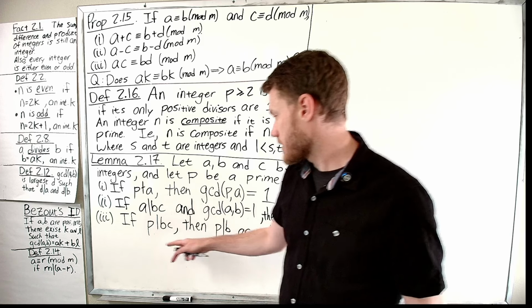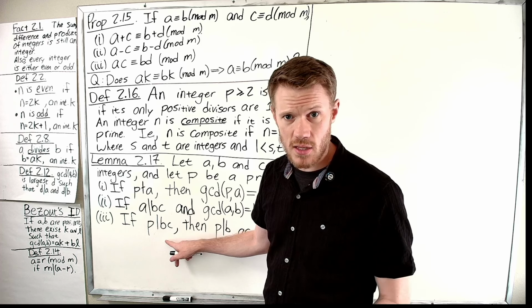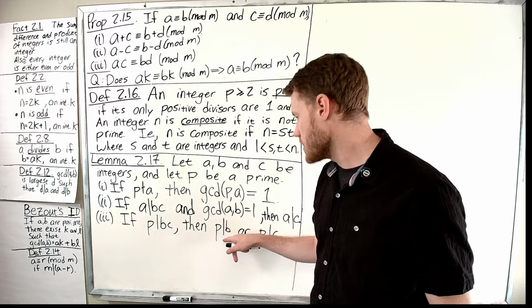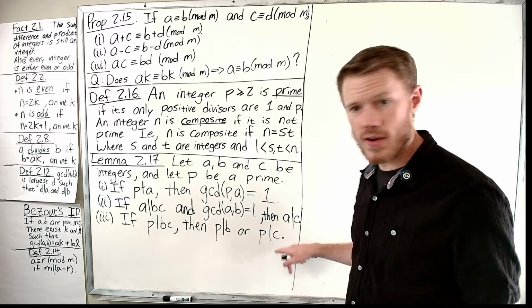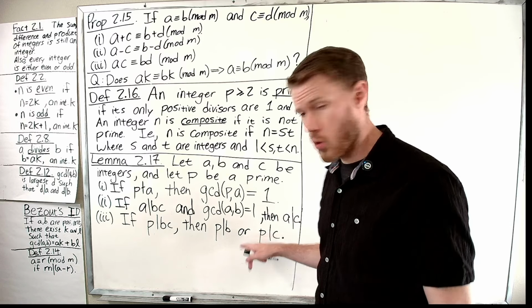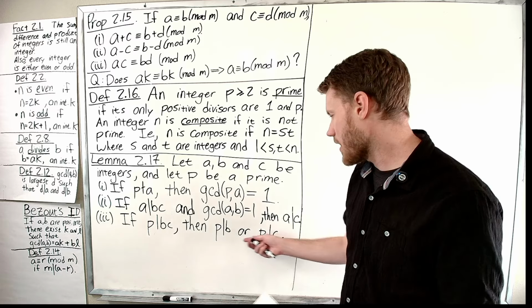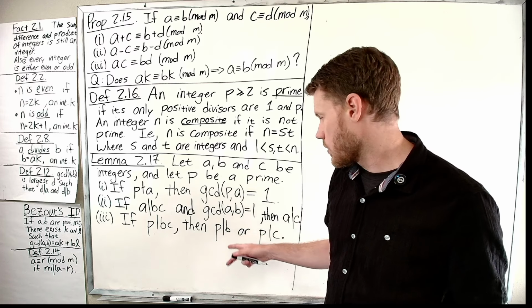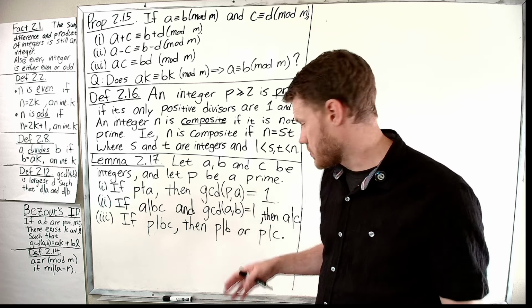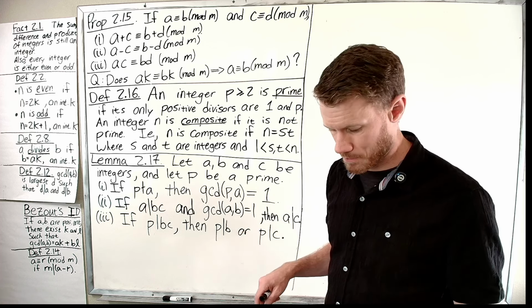So what does part 3 say? It says that if you have a prime dividing B times C, then in this case, you don't have to add any other conditions about GCDs. No, P does divide B or it divides C. It has to divide one or the other. Or both. In math, when we use an or, that's in almost every case, an inclusive or. We allow the possibility that both hold. We don't mean this happens or this happens, but not both. We mean this happens or that happens or both. So both would be satisfying this as well.